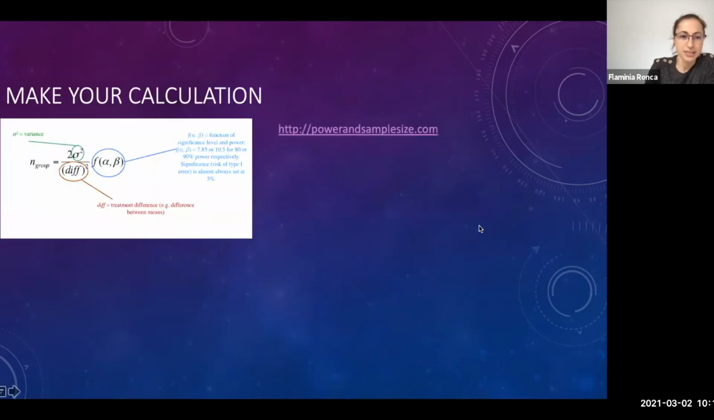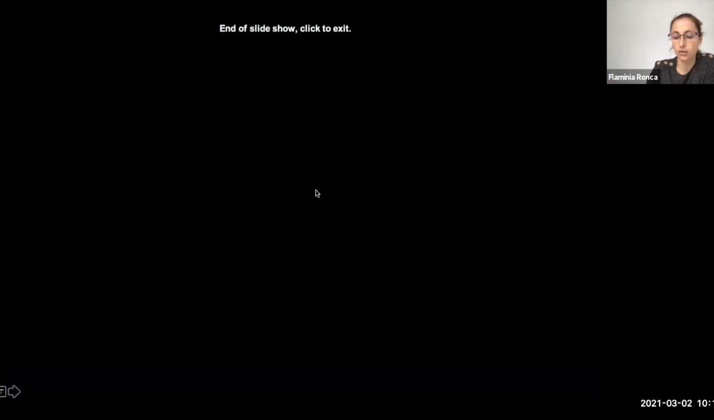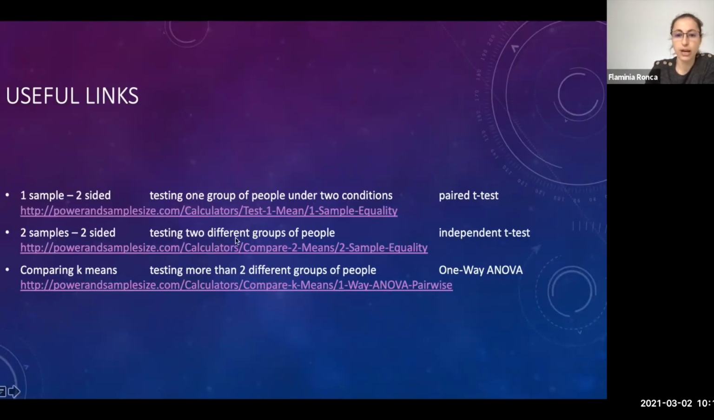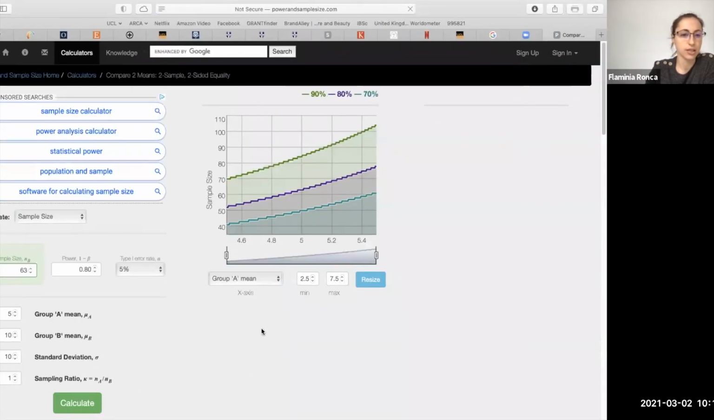Once you've done that, you can do lots of fancy math and actually calculate it by hand, or you can go to this website, which gives you a different type of power calculation depending on the test that you envision. So I've put 3 examples here. They do have a lot more on the website, but let's say you're comparing 2 groups of people. Okay, so if we click on that link, that takes us to this calculator here.